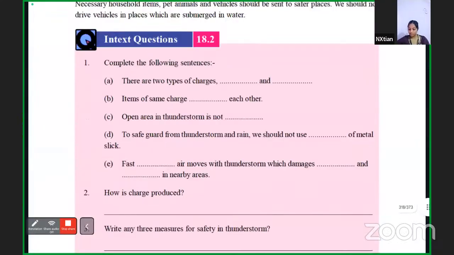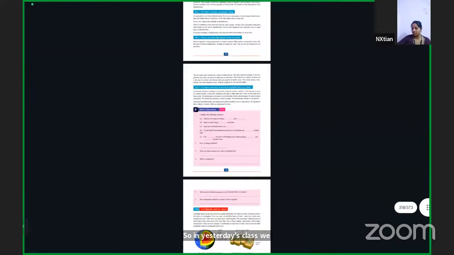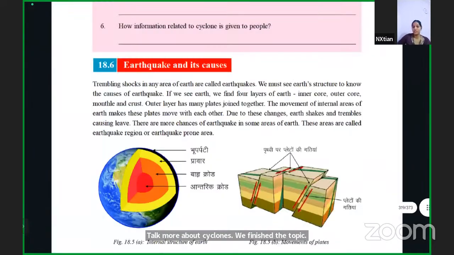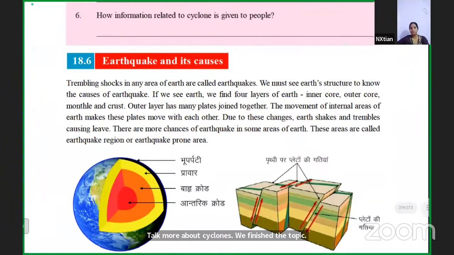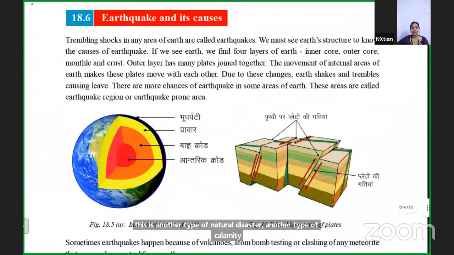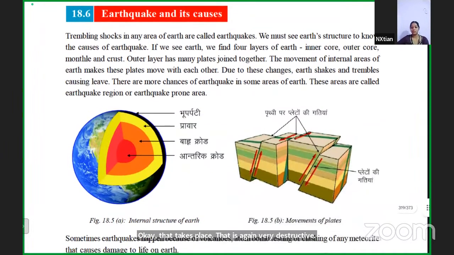So in yesterday's class, we talked more about cyclones. We finished the topic. We saw how cyclones are formed. And today we are going to begin with earthquake. This is another type of natural disaster, another type of calamity that takes place. That is again very destructive, causing a lot of damage to life and property. So now what happens?